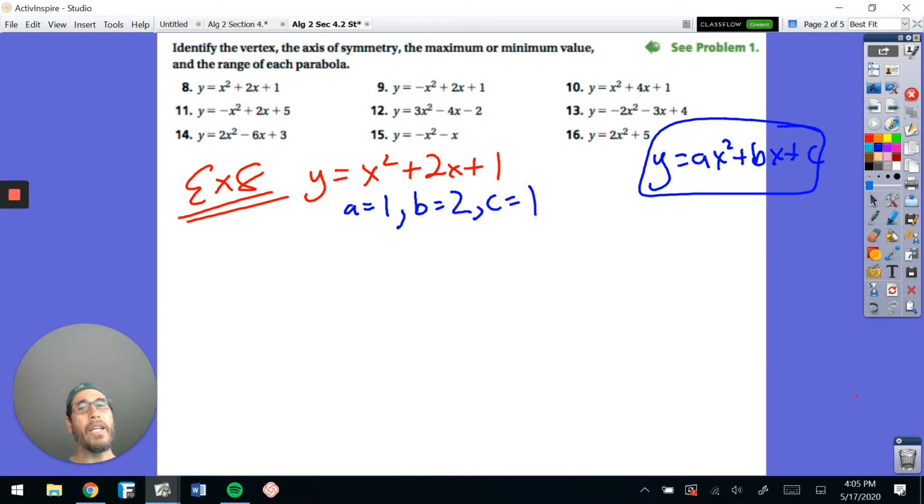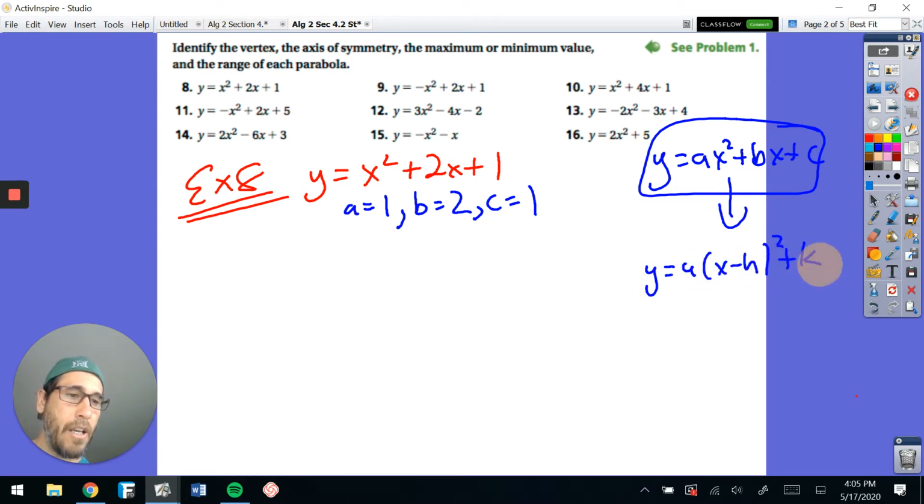Okay? Now, to be able to get this into vertex form, we're going to change it from that into this. Okay, remember that from last lesson? And it's actually not too bad to do. All we have to do is find A, H, and K. And believe it or not, there's one of those we know already. What? Is that easy? Yeah, we know what A is, right? A is 1. So I've got that done already. All I have to do now is find H and find K.